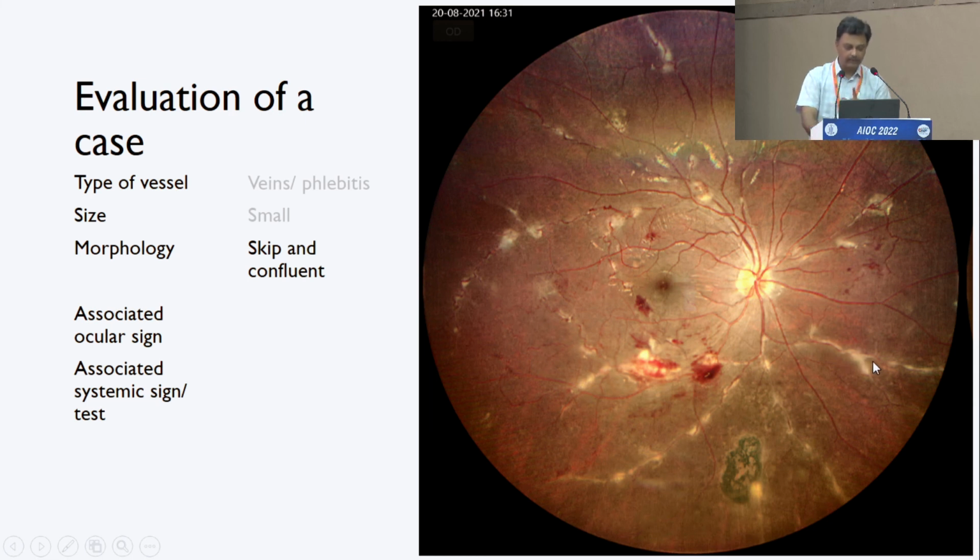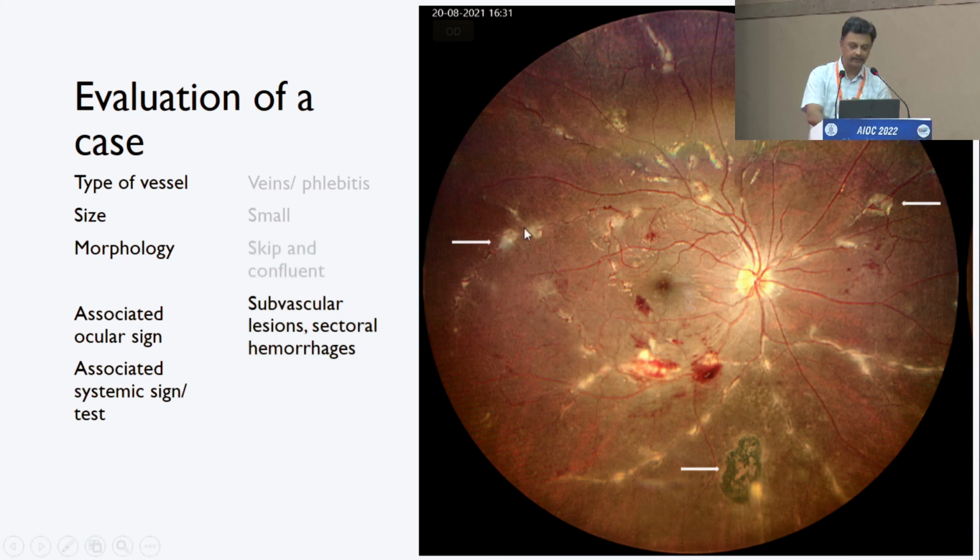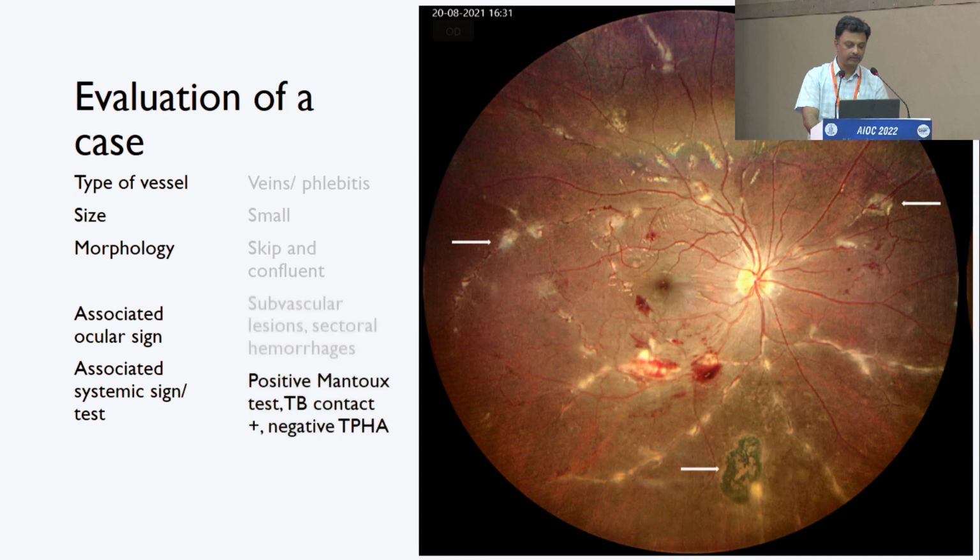Now, when you look at the associated ocular signs, you see that there are these subvascular lesions that are pointed out by these arrows, and sectoral hemorrhages suggestive of an occlusive vasculitis. And then when you look at the associated systemic signs, you see that the Mantoux test is positive, there is a history of TB contact, and very, very importantly, the TPHA was negative. We should not ignore that part of the finding. And based on this, we reach the diagnosis of tubercular retinal vasculitis in this patient.